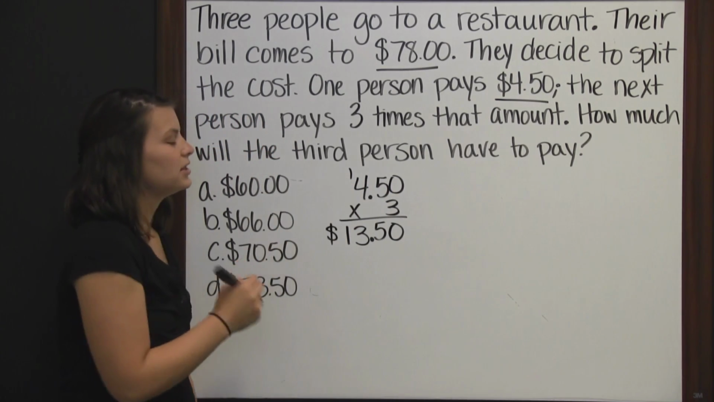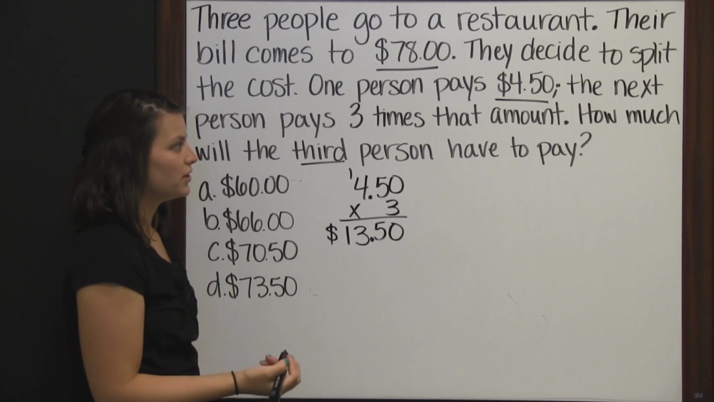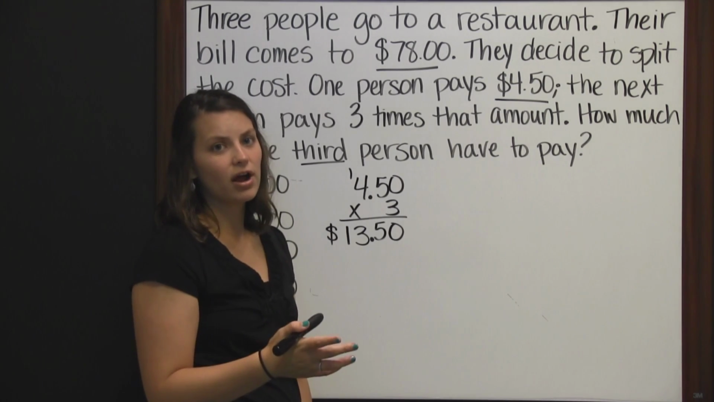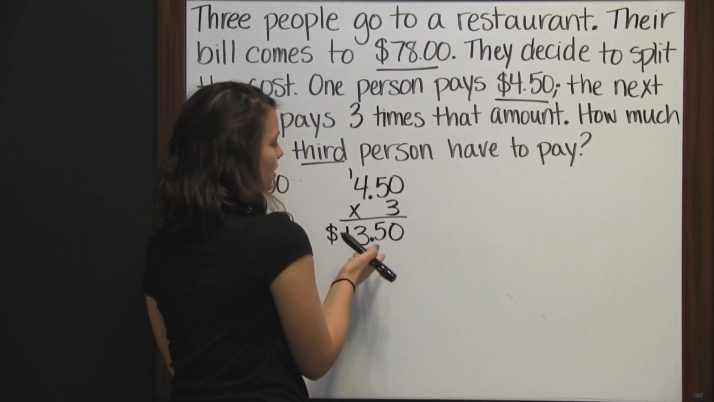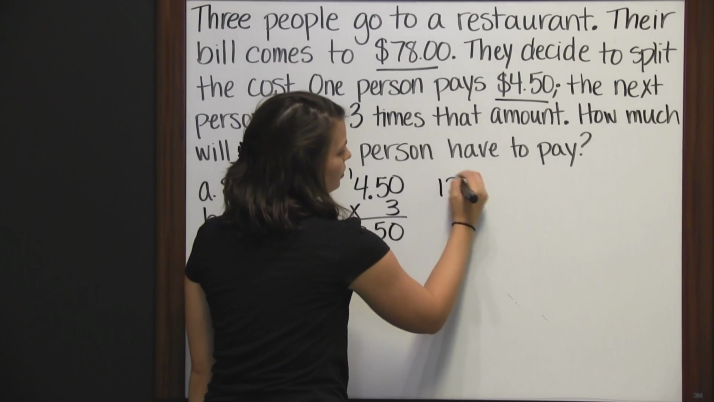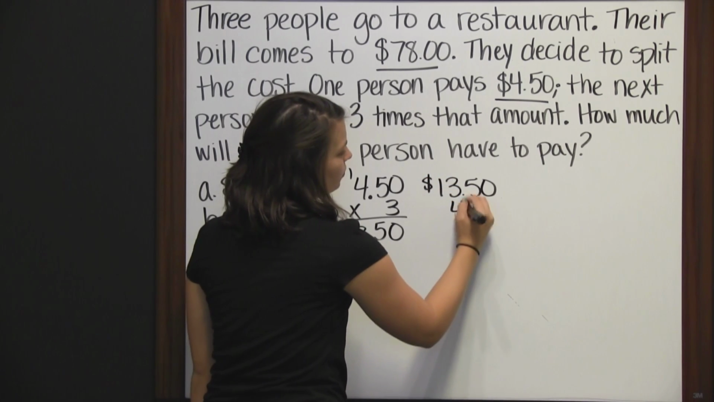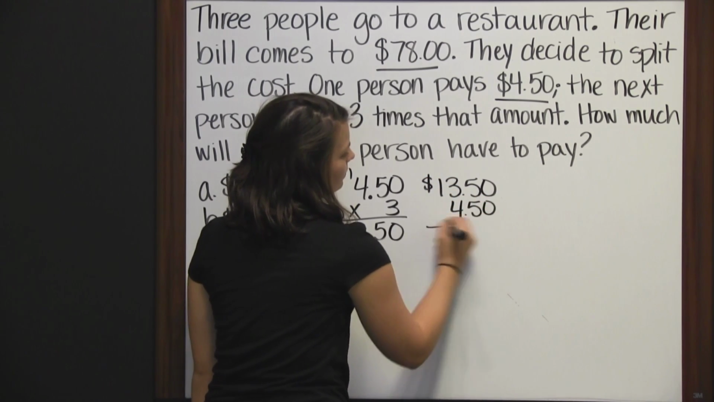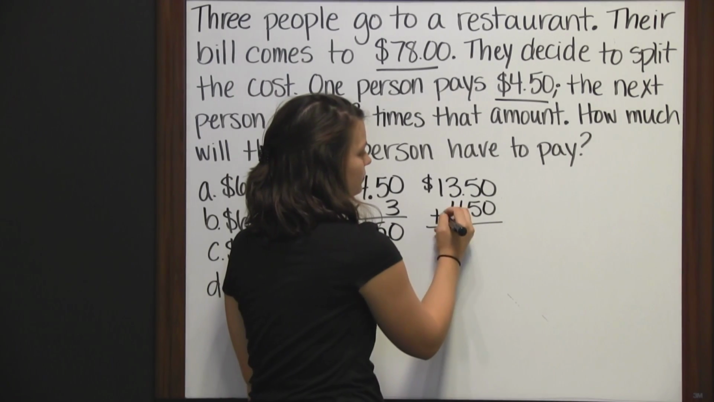Still, though, that doesn't tell us how much the third person paid. In order to figure that out, we first have to figure out the total that was paid by the first 2 people. So take $13.50 and add the $4.50. This will give us the total that was already paid.